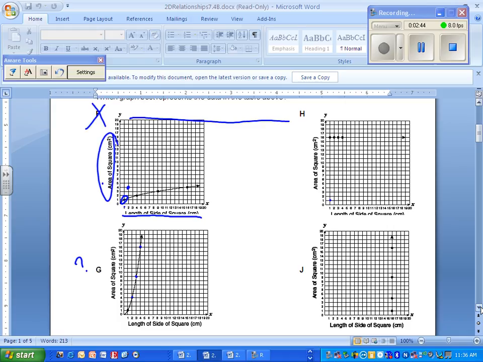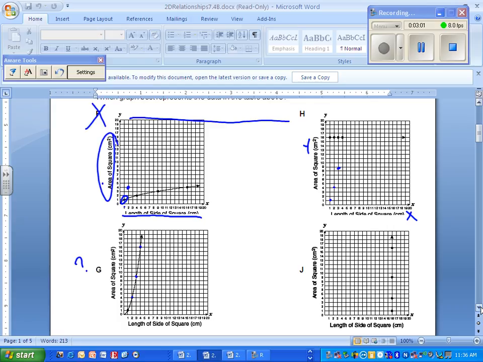When the length is 1, I should have a point here. I should have a point here. I should have a point here. Now remember they said this is our x value, area was our y value. So it looks like G is going to be my answer, but just to be sure.